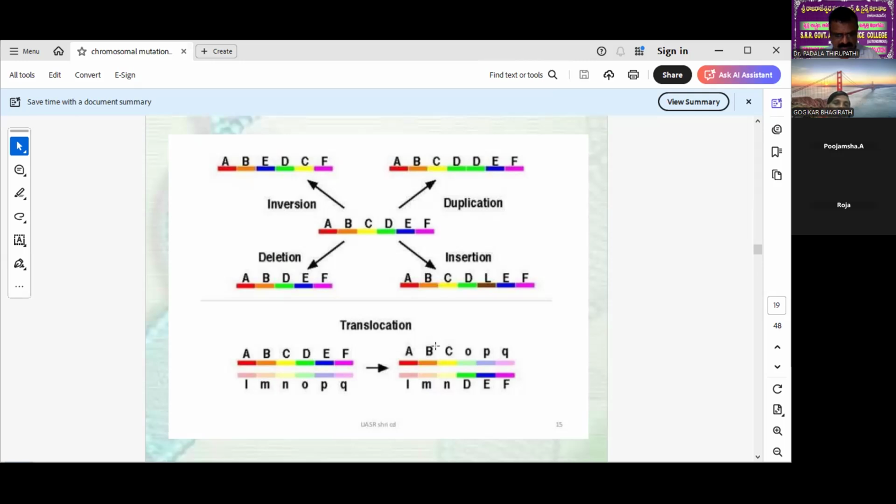Here, translocation is seen. This is one homologous chromosome and this is another non-homologous chromosome. Here A, B, C, but DEF is missing. So the DEF is shifted and the OPQ part is shifted to the non-homologous chromosome. Based on that, we can easily explain the 3 types of translocations. In simple translocation, in each case, a small segment of a chromosome is added to the end of the other non-homologous chromosome.